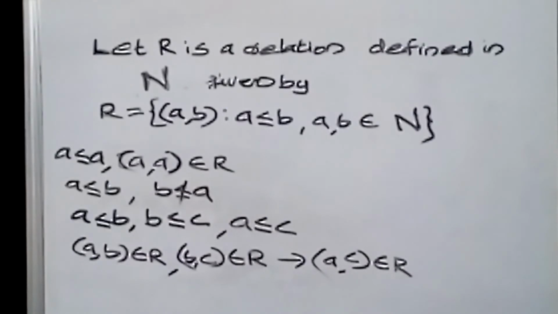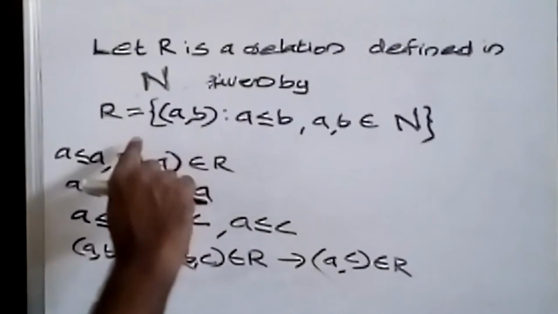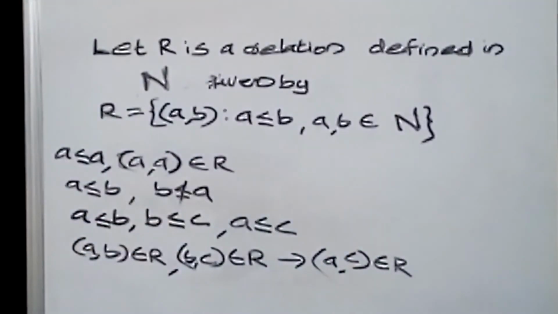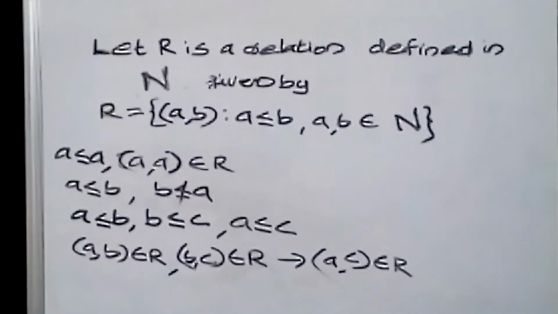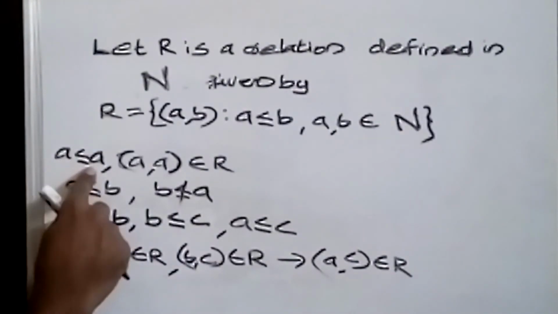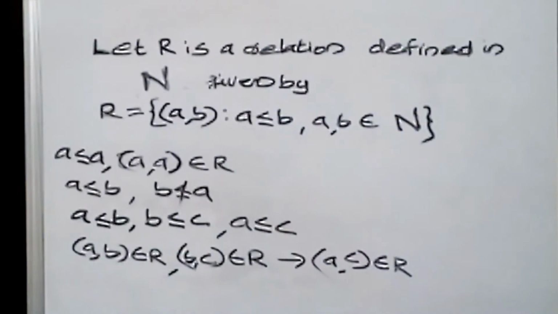Thus, the difference between the previous problem and this problem is that we cannot list all the elements of the set R. Therefore, we have done it theoretically. Since A is less than or equal to A for every A in this set of natural numbers, (A, A) belongs to R. Therefore, the relation is reflexive.